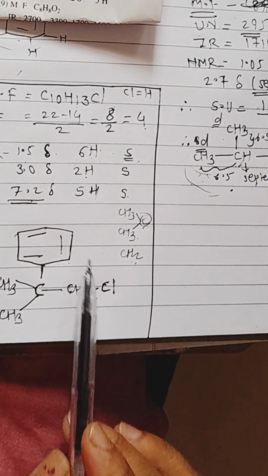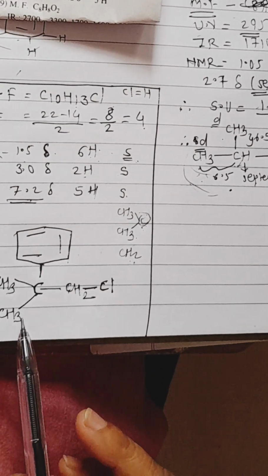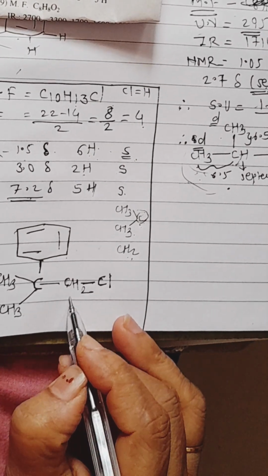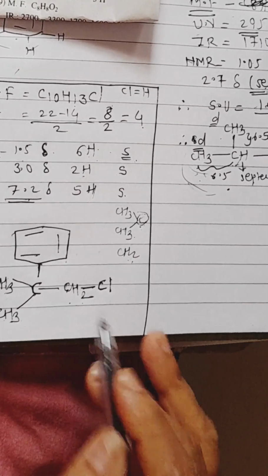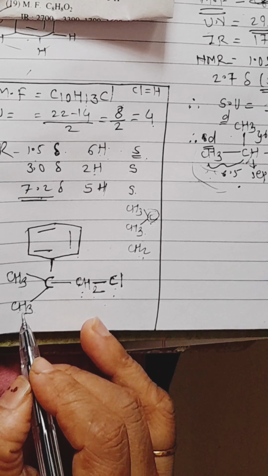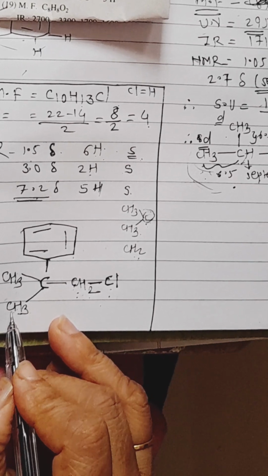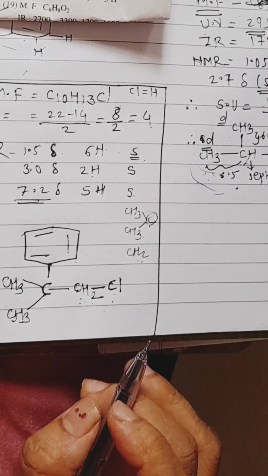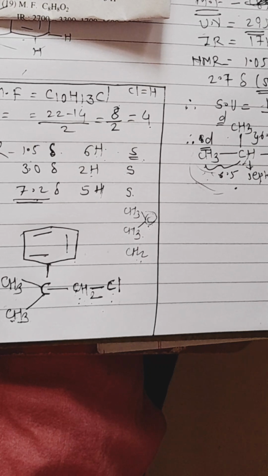Now count the number of hydrogen atoms: 5, and this 6, 11, 12, 13. This CH2 is much more deshielded compared to these methyl groups. These 2 protons are deshielded due to the chlorine atom attached to the same carbon, and these methyl groups are not deshielded as compared to these 2 protons, because they are attached to a carbon. Now friends, in our next video we will solve other examples. Thank you very much.